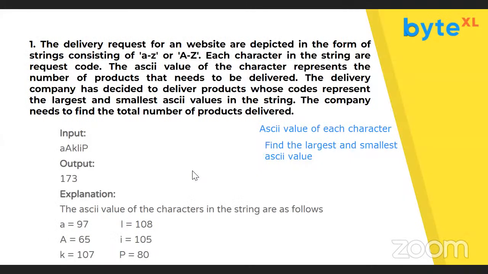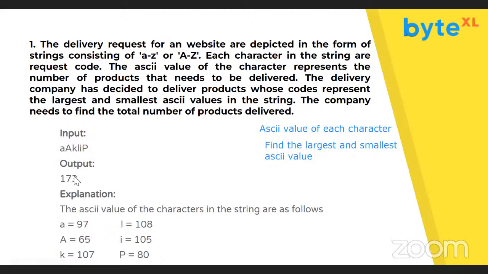So we need to find the total number of products delivered. The total number of products is nothing but, as per the logic given, the first step is to find the ASCII value of each character, and then we have to find the largest and smallest ASCII value. Then we have a test case here, which is capital A, small a, capital A, small k, small l, small n, capital P. So this is the input. We have to find the output for this given input.